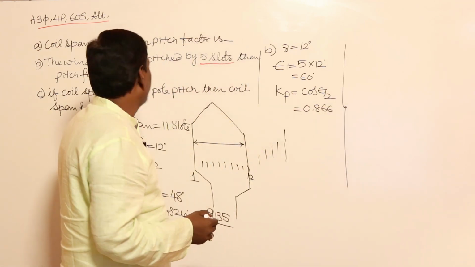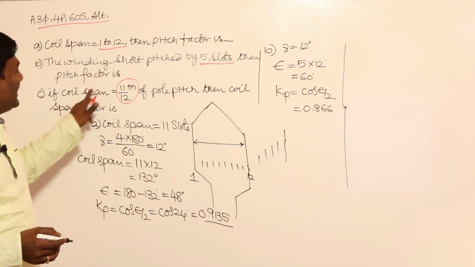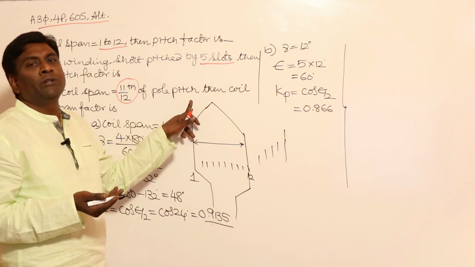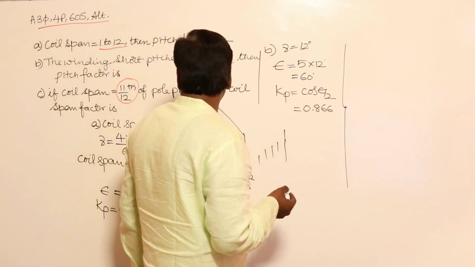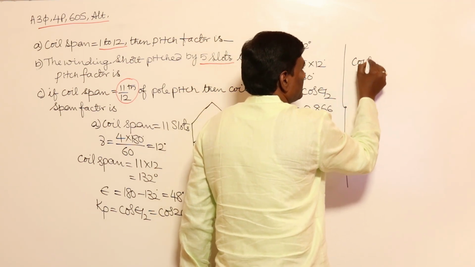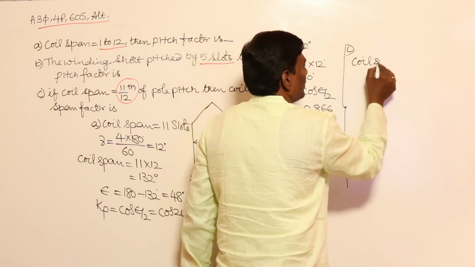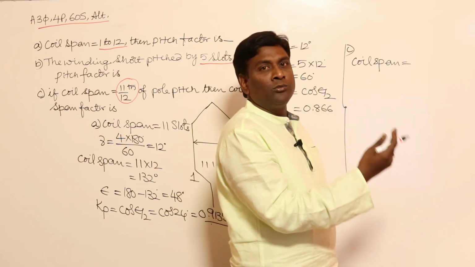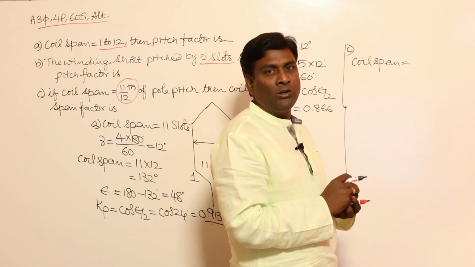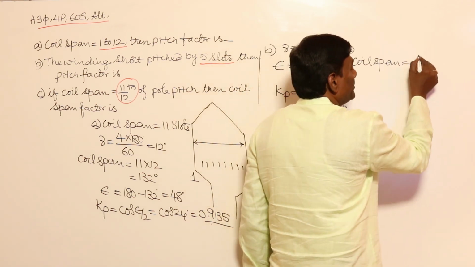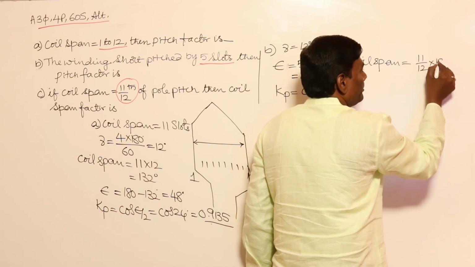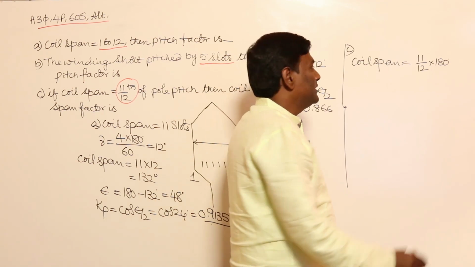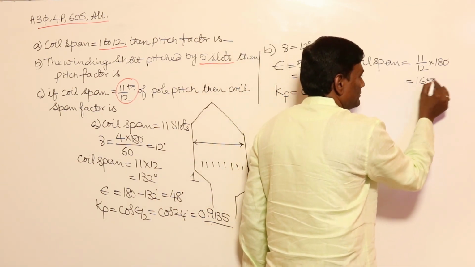Let us think of the third problem. That is, if coil span is 11 by 12th of pole pitch. Okay, of pole pitch. What is pole pitch? 180 degrees. Okay, so let me think of coil span. Coil span is 11 by 12th, in the sense if 12 is 180 then 11th. So it's going to be 11 by 12th of pole pitch 180 degrees, is going to be coil span. Okay, so this is going to be 165 degrees.